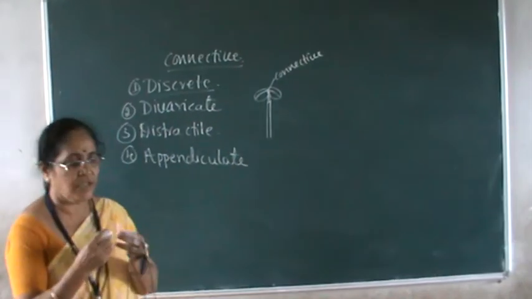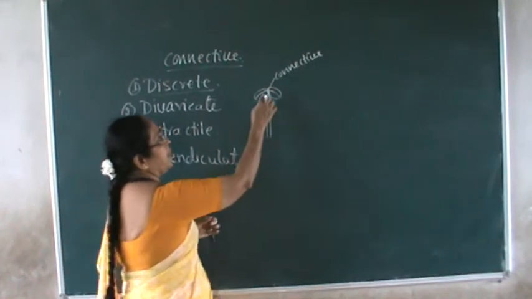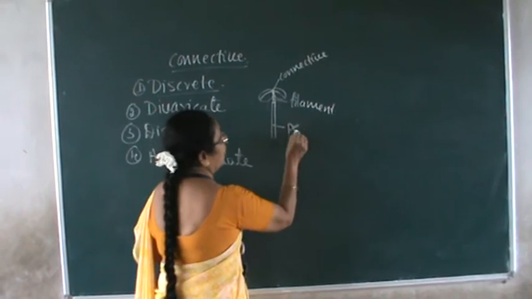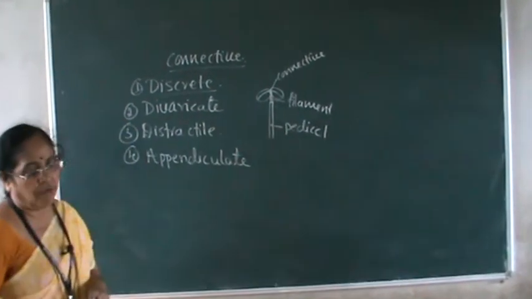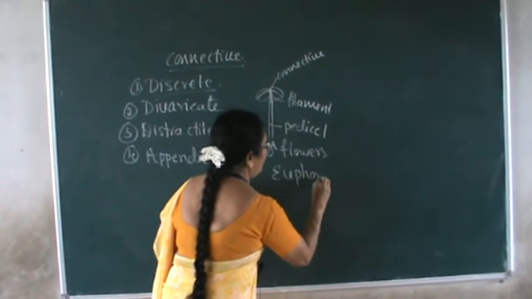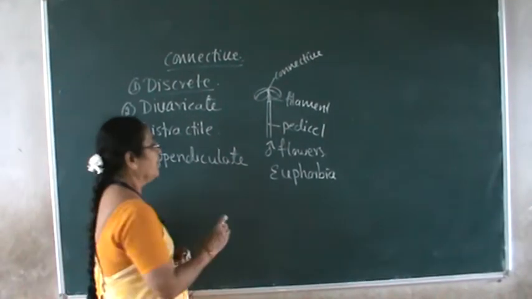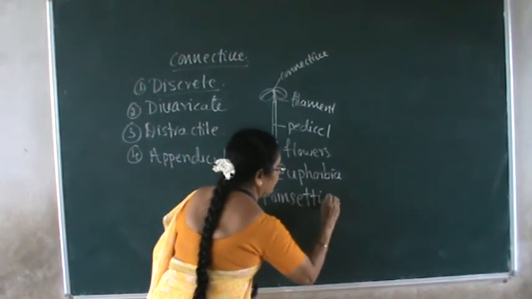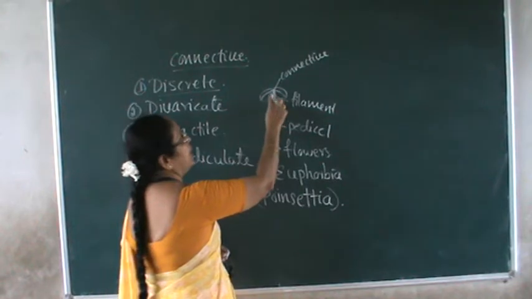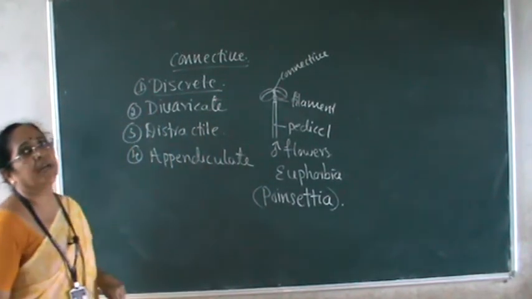An extremely tiny patch of connective, only at some delicate, very small point, attaches the two anther lobes together. Because of the presence of a very small patch of connective tissue, this is the filament of the anther. Then this is the pedicel of the flower. This is found in the male flowers of Euphorbia pulcherrima. The local name for Euphorbia pulcherrima is poinsettia. Each stamen represents one male flower and is made up of a pedicel, a small filament and a discrete kind of anther because of the small patch of connective tissue. Such anthers are called discrete anthers.